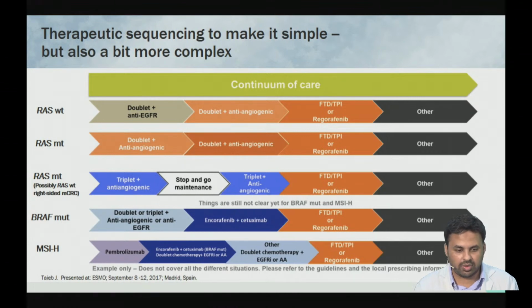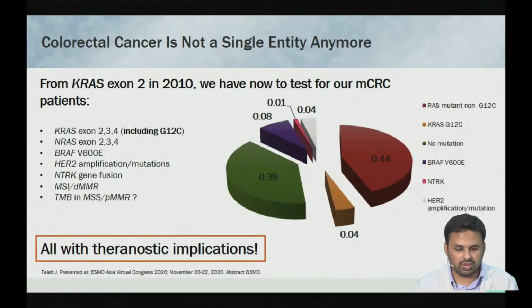So we have got a lot of options now with respect to the targeted agents which we can use, because of the molecular profiling we are doing, and we are picking up a lot of other mutations which can be targeted with drugs. So these are the various molecular subgroups which we find at the baseline, like KRAS mutated, BRAF mutated, HER2 amplified tumors, NTRK fusion colorectal cancers, MSI high tumors, and TMB high tumors.